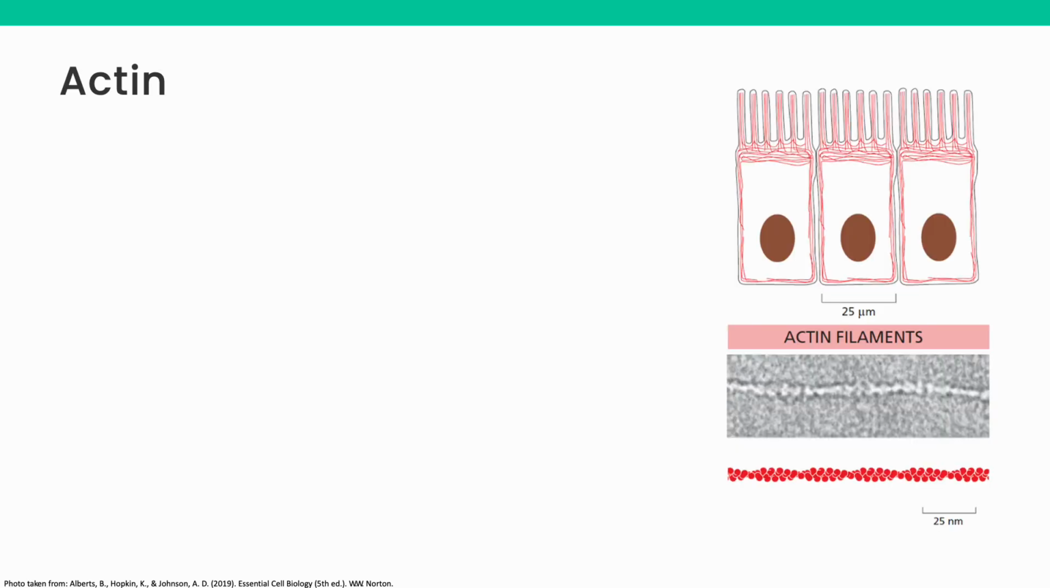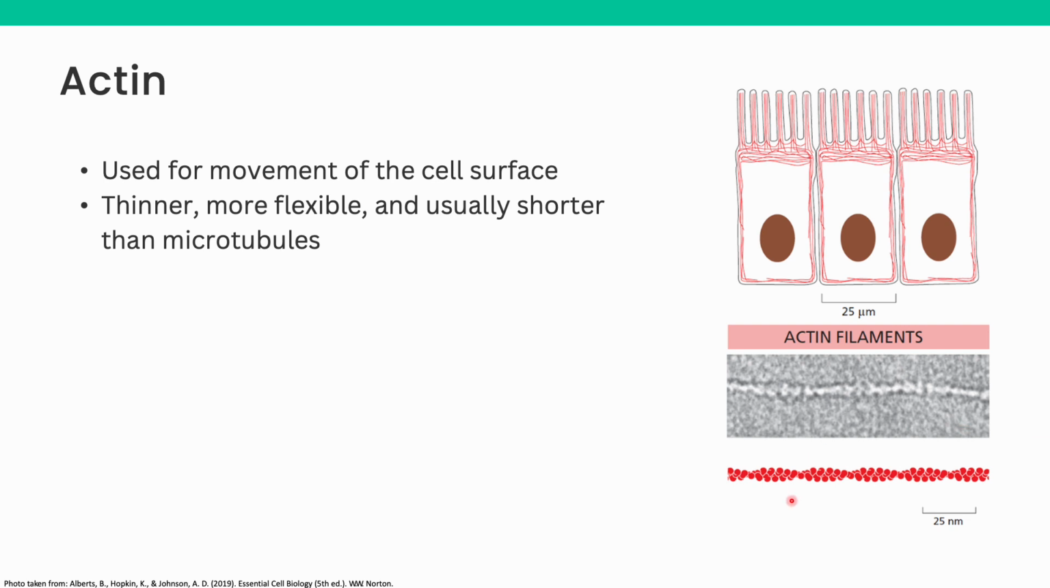The final type of cytoskeletal element that we'll be talking about is called actin. Now, if we see on this figure, we can see that the actin is concentrated along the cell periphery. And this is because actin is mostly used for the movement of the cell surface. Our actins are the thinnest of our different cytoskeletal elements. They are more flexible and also shorter than microtubules. But in spite of this, the actin can actually be still very strong because we do not find them usually as individual strands. Rather, they are usually found in bundles and networks in our cell.